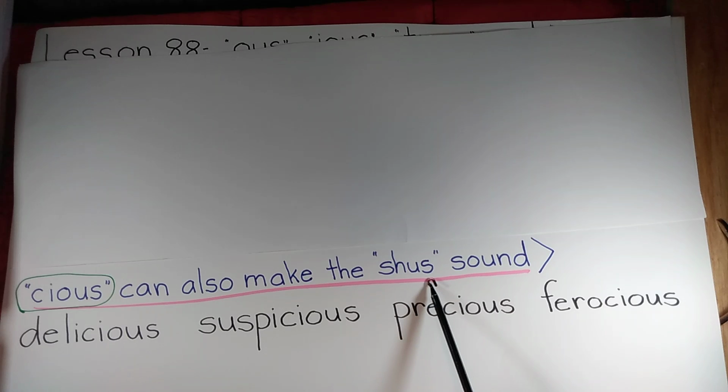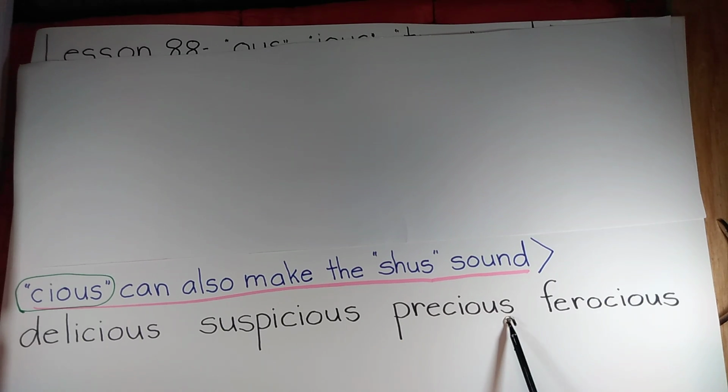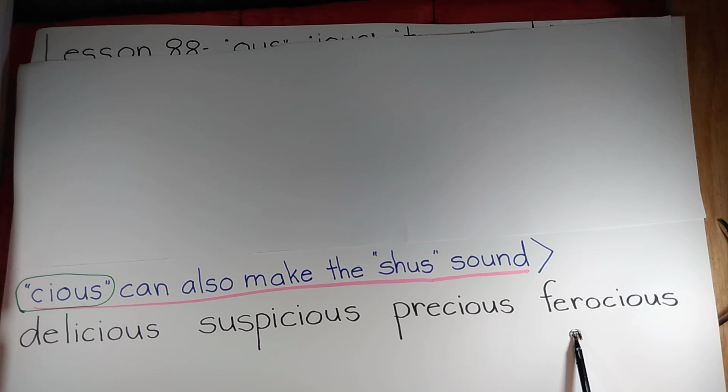CIOUS can also make the sh sound. Students, say these before I do. Delicious, excuse me, suspicious, precious, ferocious. Again, teachers, listen to students read these.